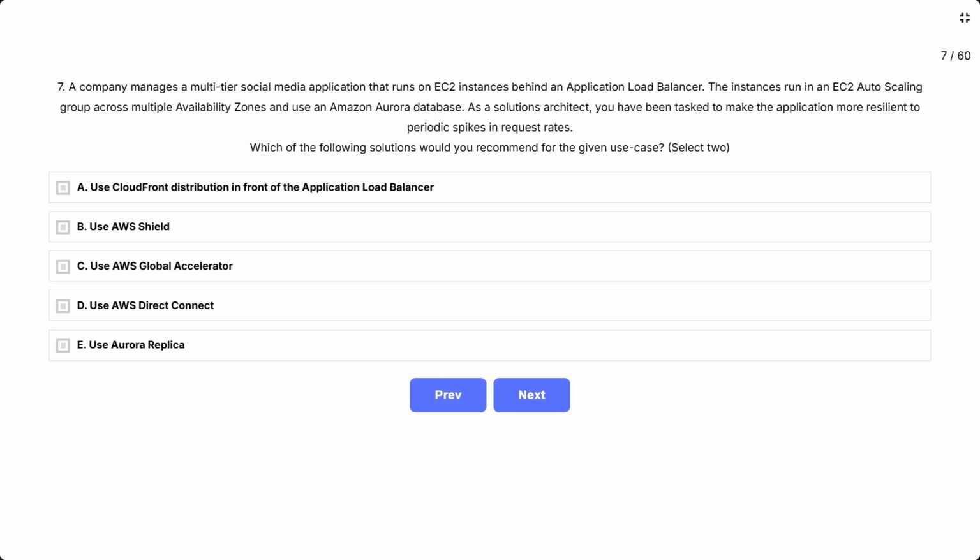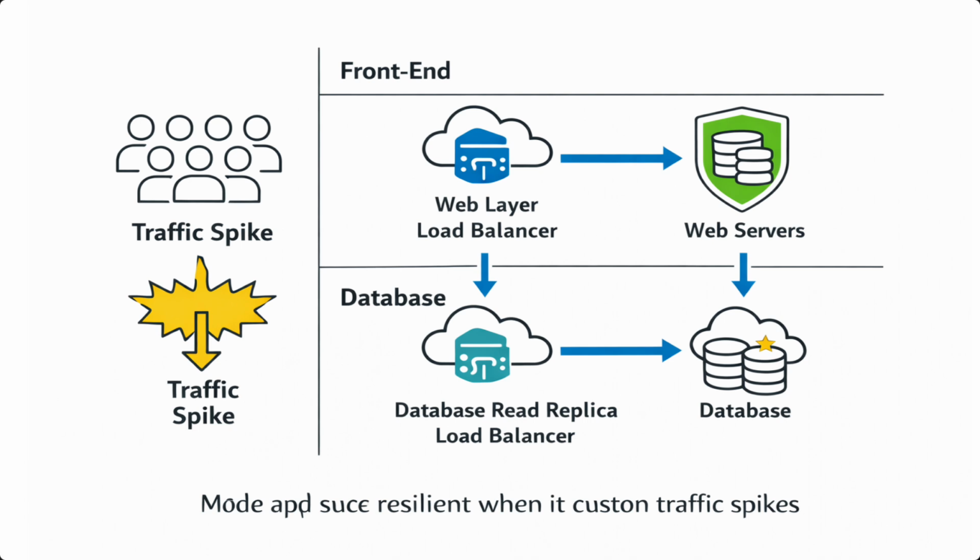Select 2. The options are A. Use CloudFront distribution in front of the application load balancer. B. Use AWS Shield. C. Use AWS Global Accelerator. D. Use AWS Direct Connect. E. Use Aurora Replica.